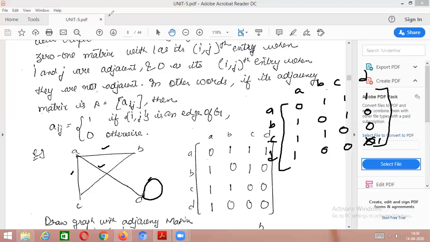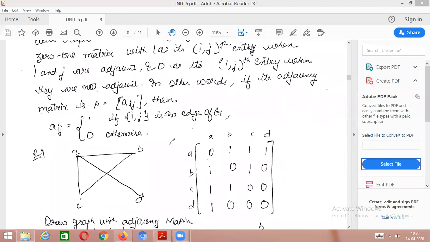Otherwise, if there is no D2D edge, then its value will be 0 only. So this is the adjacency matrix. You may expect this in the short question. So next, we'll go for the next one.